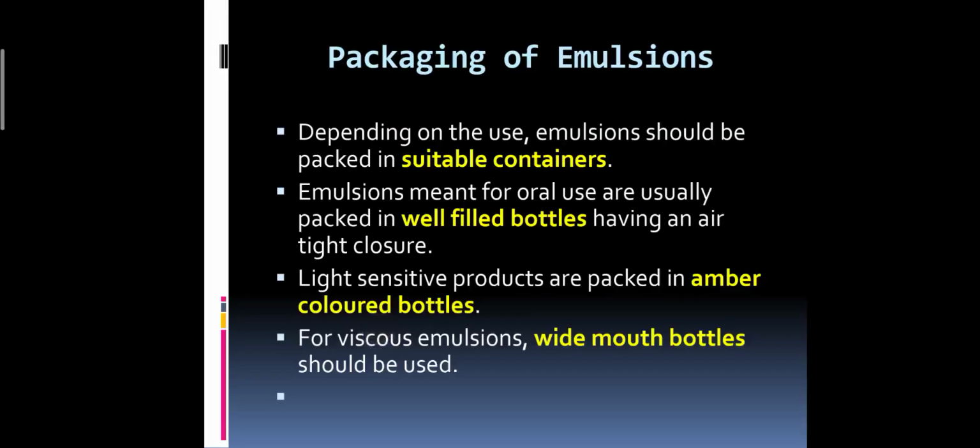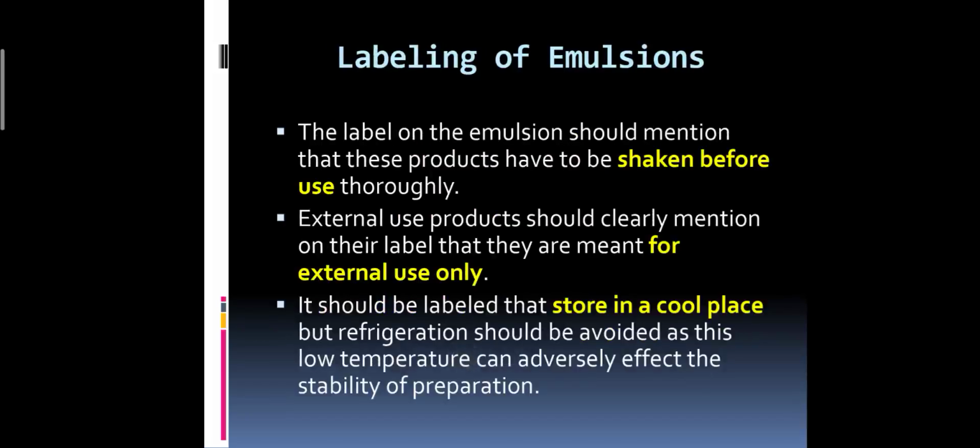Moving forward, we have the packaging of emulsions. First of all, depending on the use, an emulsion should be packed in a suitable container. Emulsions meant for oral use should be filled in well-filled bottles having airtight closures. For products which are light sensitive, we should use amber colored bottles, and for viscous emulsions we should use wide mouth bottles.